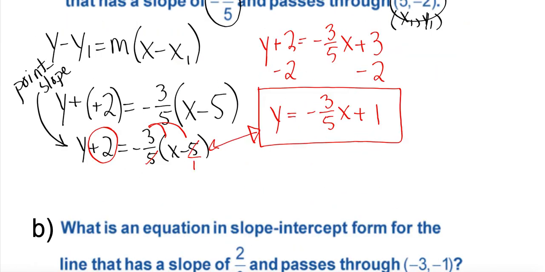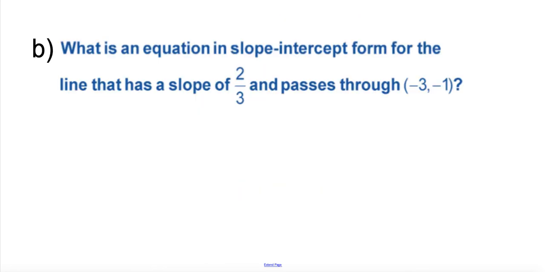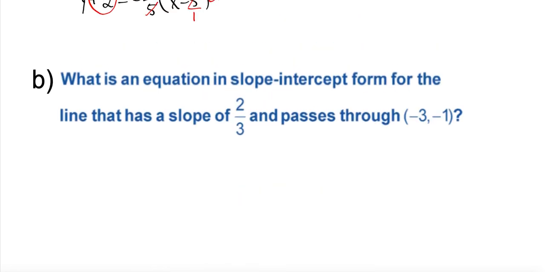So I'll have you guys try one more of these. Okay, so do the same thing as what we just did. So take this, write it in point slope form, and then change it to slope intercept form. So pause the video for a couple minutes, and then resume the video for the solution.